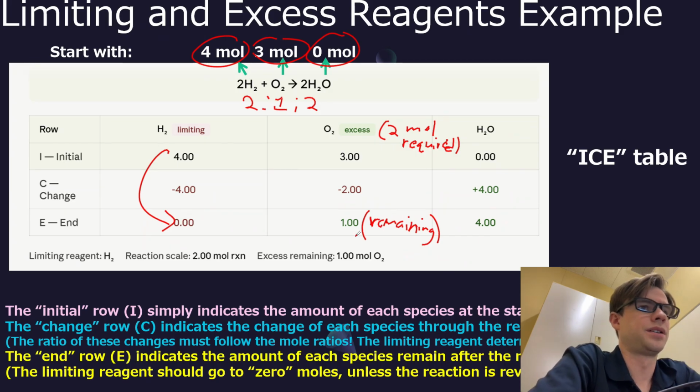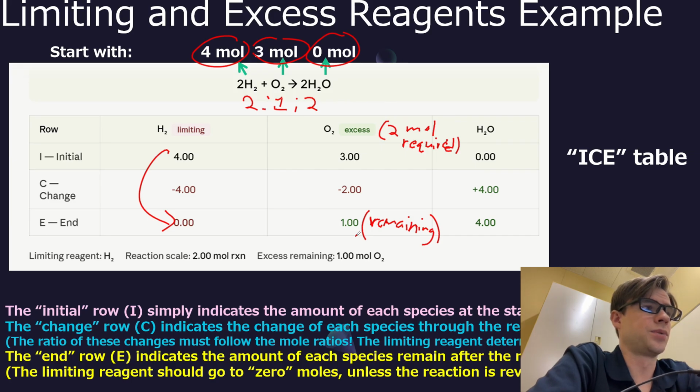All right, and then our H2O starts at 0. We're going to gain essentially an equal amount to the amount of H2 that we used, or double the amount compared to oxygen consumed. So we get plus 4, we finish with 4 moles of H2O in the end.